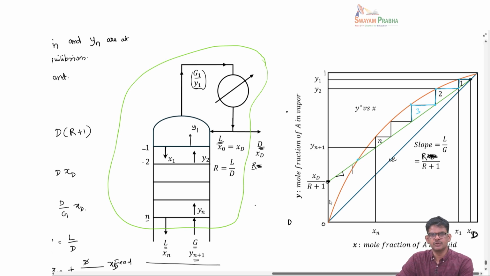The next thing is to look at the operating line for the exhausting section. We will again look at the exhausting section of the distillation column, do a material balance, and get the corresponding operating line.